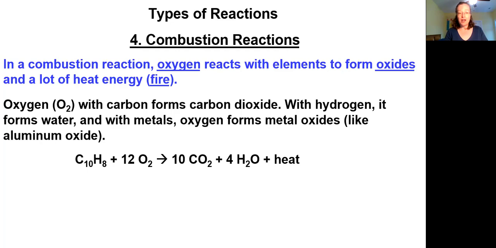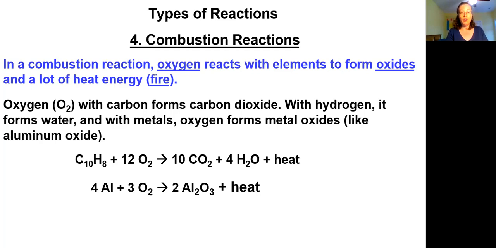This is a combustion reaction with an organic molecule, C10H8, reacting with 12 molecules of oxygen gas. They're going to form 10 molecules of carbon dioxide, 4 molecules of water, and a bunch of heat. That's decane. A little bit of that will be in your fuel. Here's one with a metal. The 4 atoms of aluminum will react with 3 molecules of oxygen, and we'll end up with an ionic compound, the aluminum oxide. And again, we're going to make some heat. These are both examples of combustion reactions.